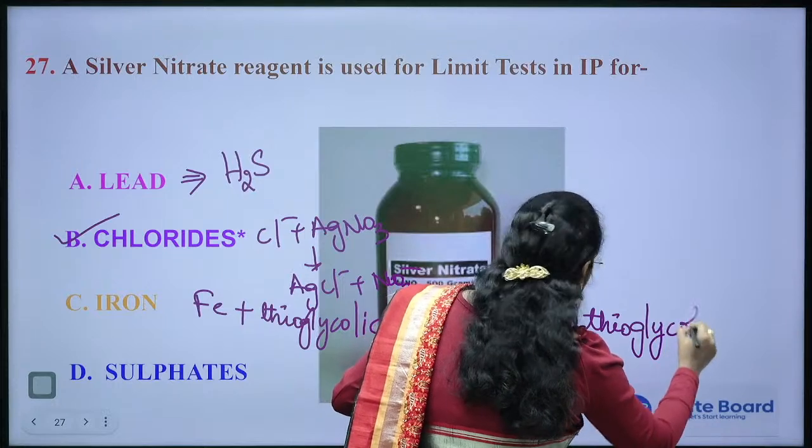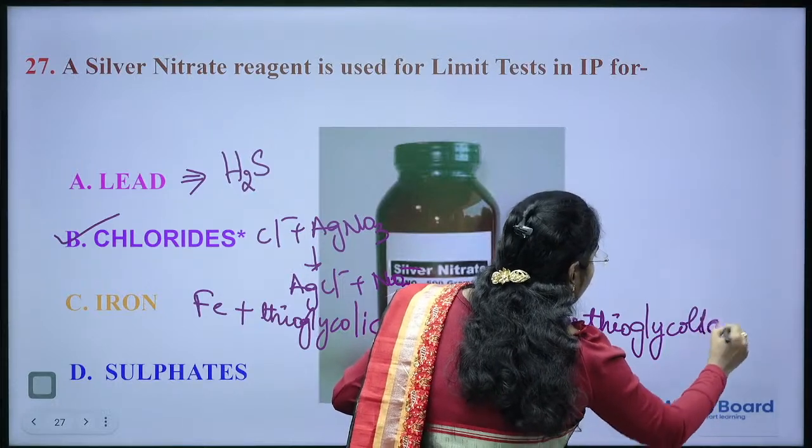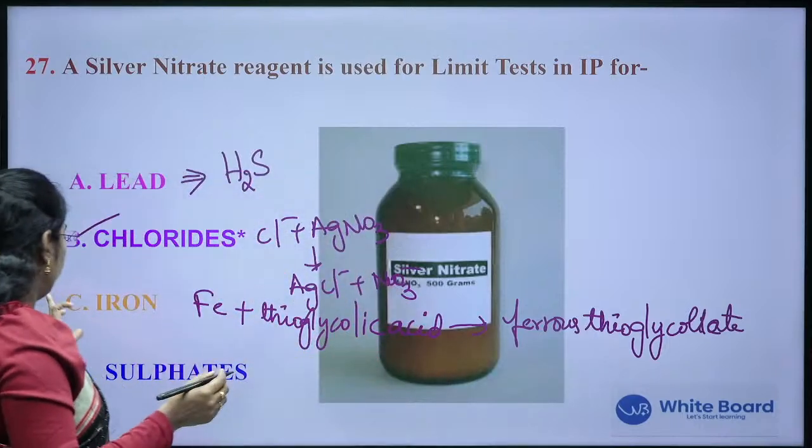Thioglycolic acid. Okay, right. So this is not the correct answer.